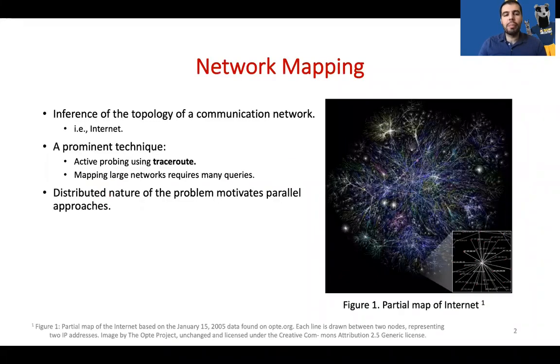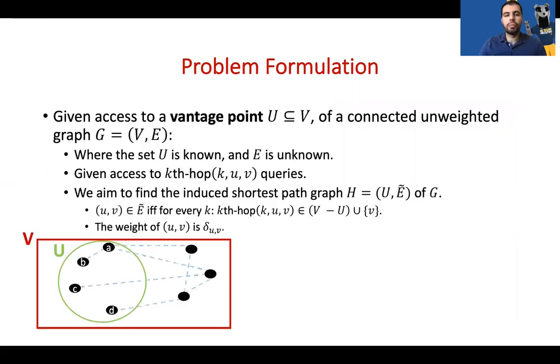So network mapping is the inference of the topology of communication networks such as the internet, and a prominent technique is to use a tool such as Unix traceroute. However, mapping large networks requires lots of queries, so our goal is to minimize the number of queries. And because of the distributed nature of the problem, we are interested in parallel approaches.